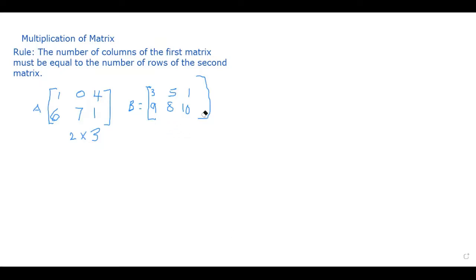All right. So what about this one? I've done some alterations here. Can we multiply? So what is the dimension of matrix B now? 2 by 2. Can you multiply these two? No. Okay.